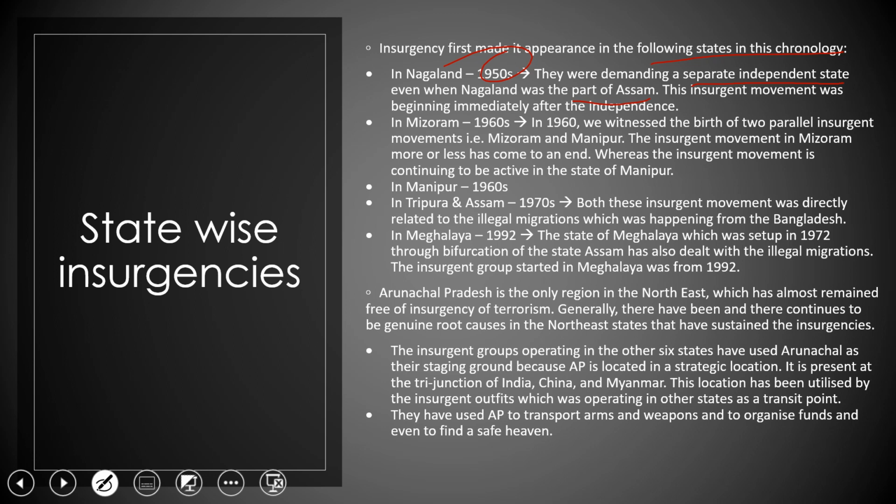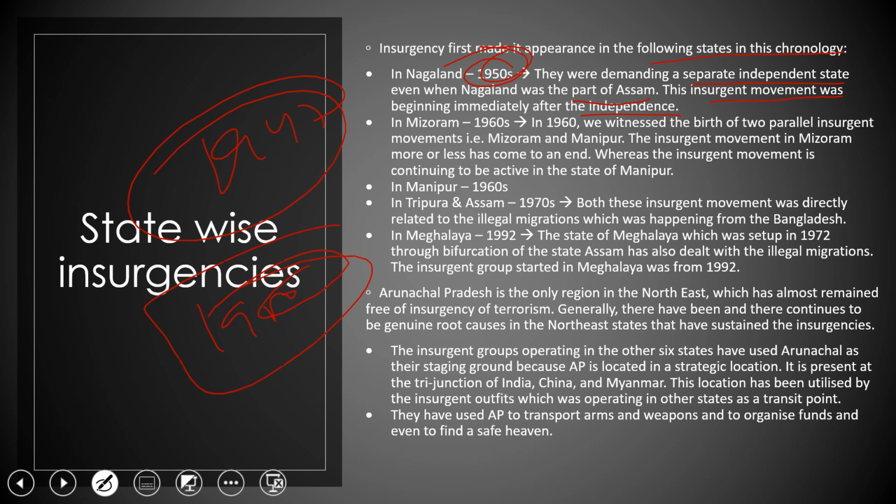We will talk about Nagaland in a separate lecture. This insurgent movement began immediately after independence. See, in 1950 it started. We got independence in 1947, and in 1950 we got our constitution, and in 1950 only, insurgent groups emerged in Nagaland.